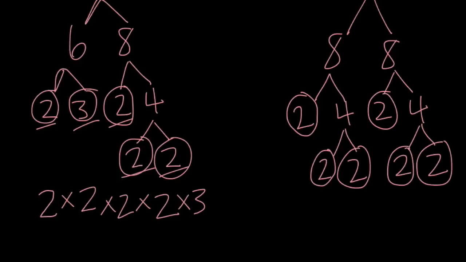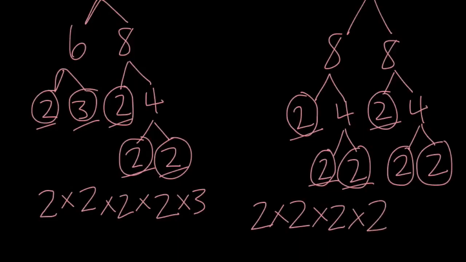Now I'll write out all of my factors, so I have 2 times 2 times 2 times 2 times 2 times 2. So there's a lot of 2's in 64.